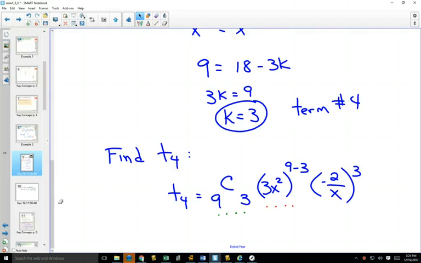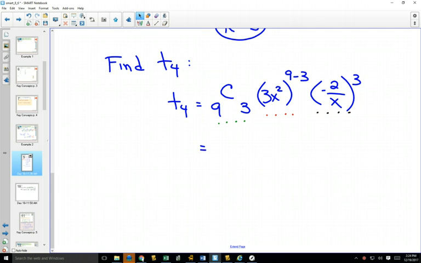So this is the same as the questions from before. You simplify each of those separately. Go to your calculator. 9 choose 3, that's 84. 3 to the power 6.